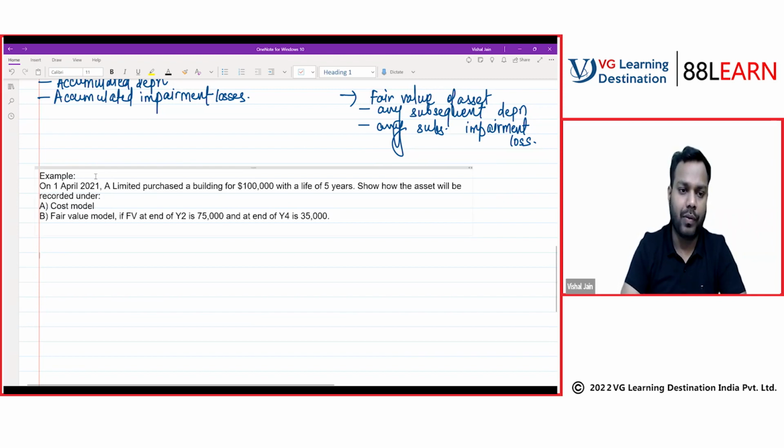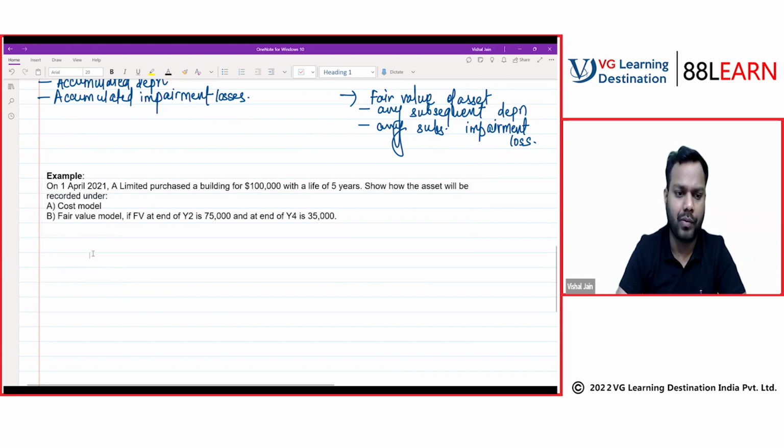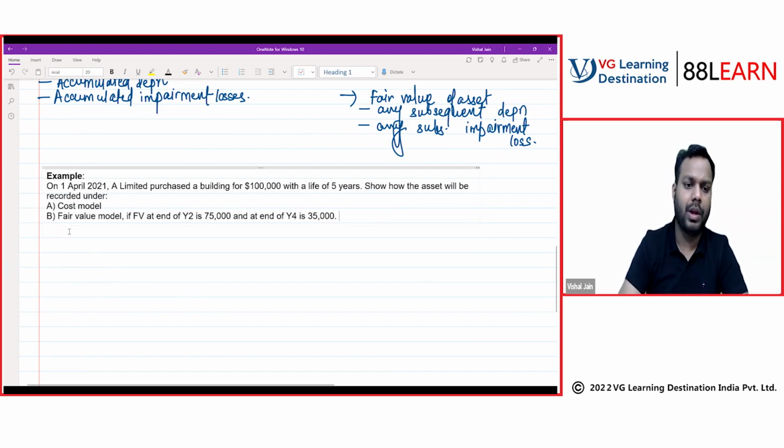Is the question clear to all of you? I've taken a very basic question just to explain the meaning of the different models. The question should be clear to you. I think there's nothing specific in this question. Okay, now let's understand the cost model.